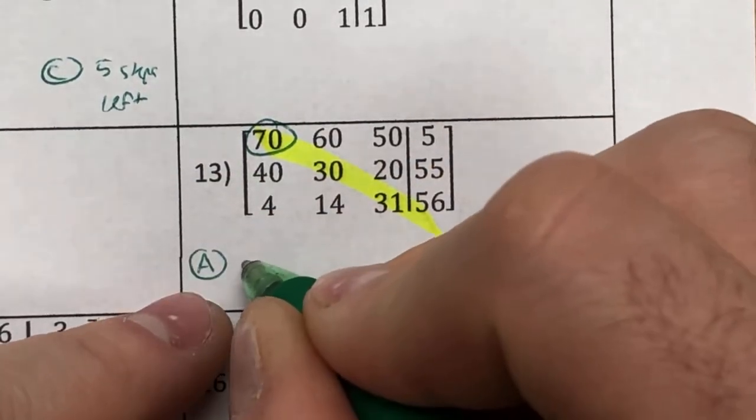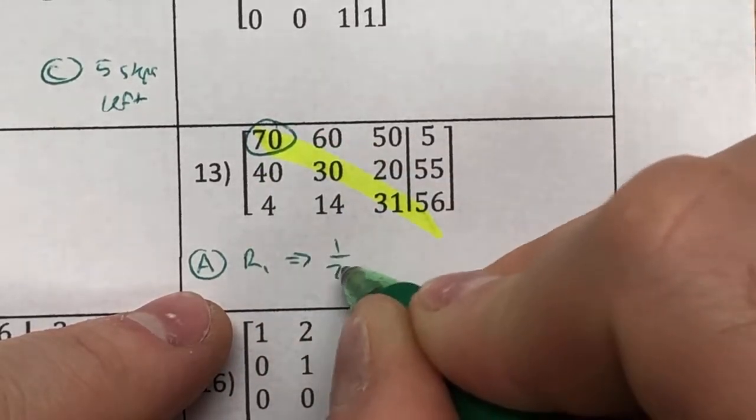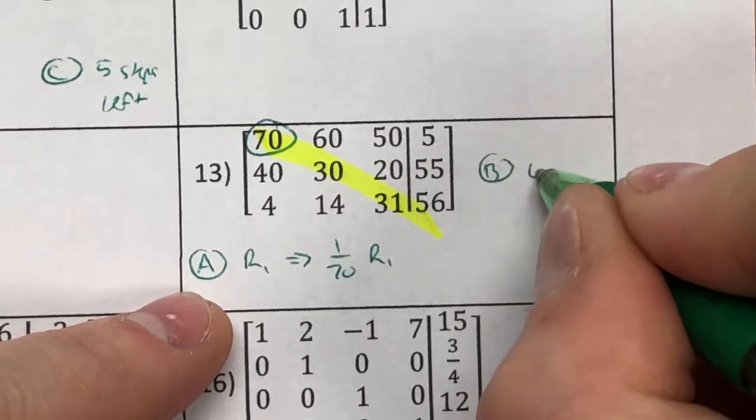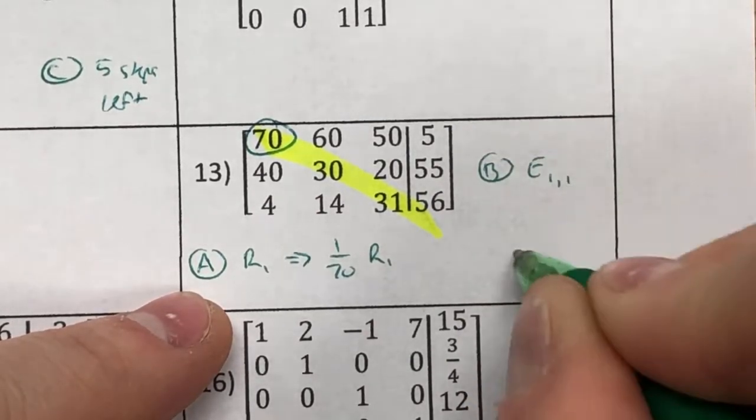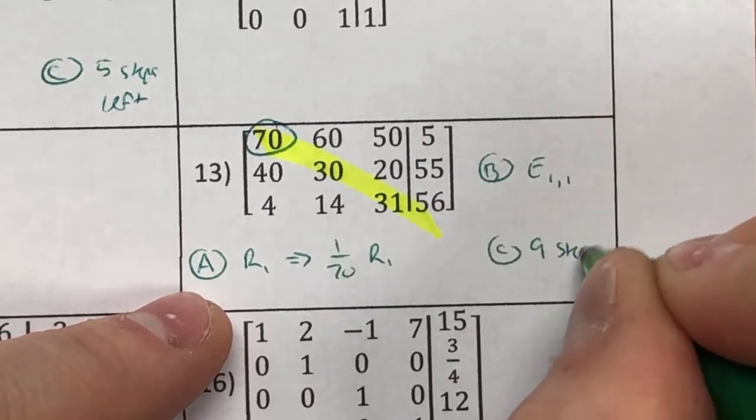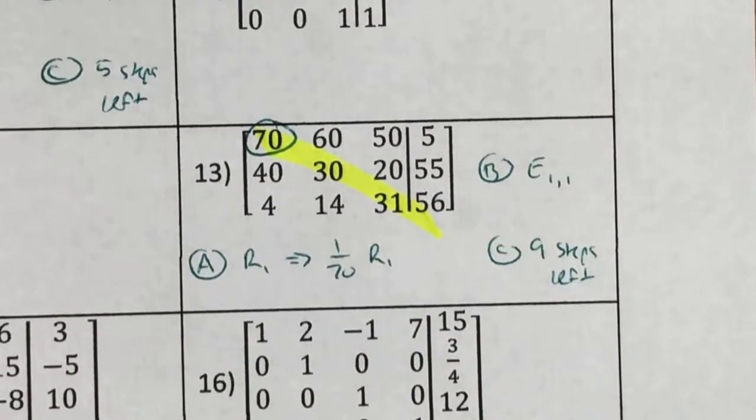So for A, I'm going to take row 1, and the reciprocal of 70 is 1 over 70 of row 1. For B, I'm saying I'm looking at element 1, 1, and for C, that means that in this particular case, there are 9 steps left. There's a little bit of writing going on in this one.